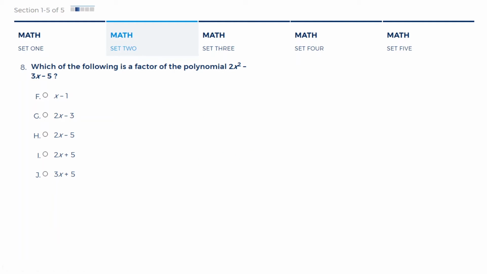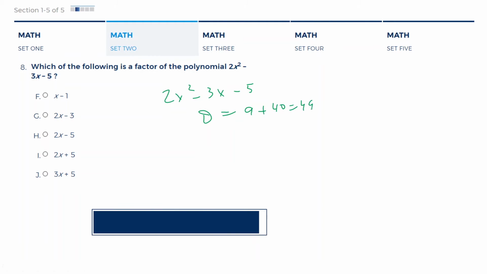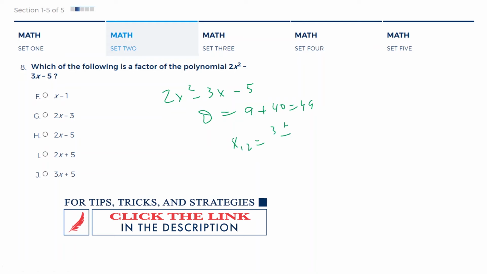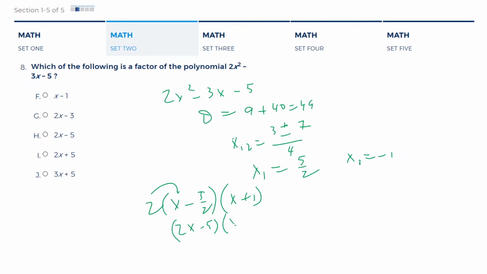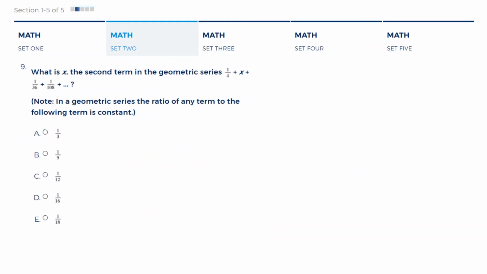Next, which follows the factor of the polynomial. So quadratic equation, the discriminant is equal to 9 plus 40, that's 49. So x1 and x2, again guys, I'm just trying to do this as fast as I can, is plus minus 7 over 4. So x1 is equal to 10 over 4, so let's just do 5 over 2, and x2 is equal to minus 1. So here I have 2 times (x minus 5/2) times (x plus 1). I'll multiply the 2 in here, so 2x minus 5 times x plus 1, so the answer is 2x minus 5.